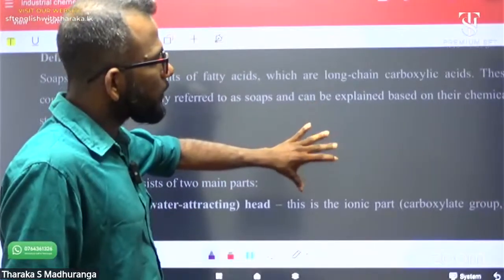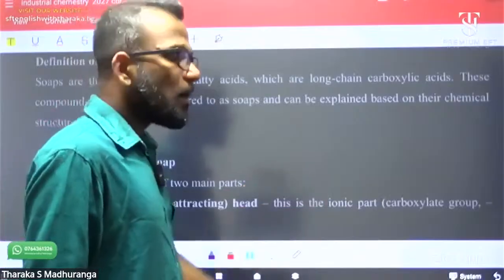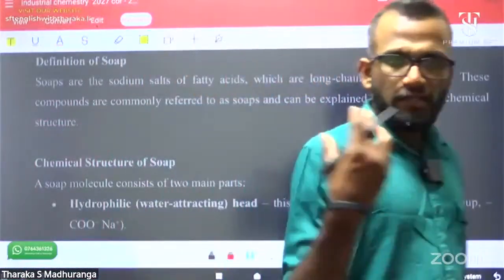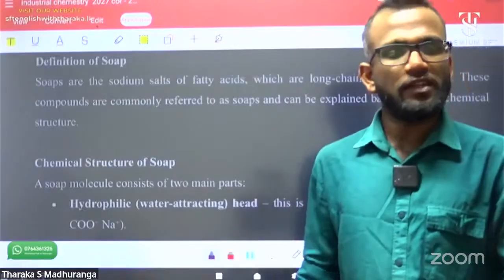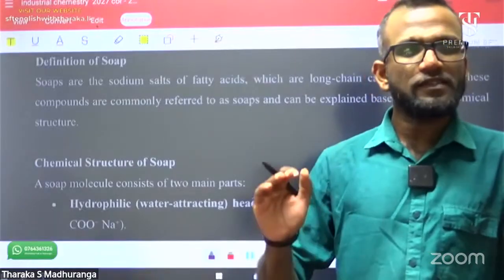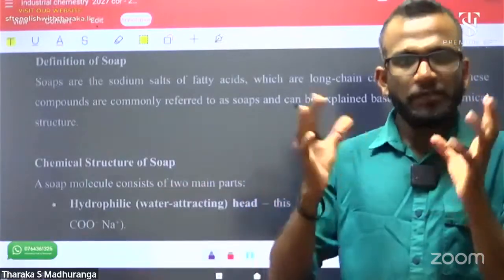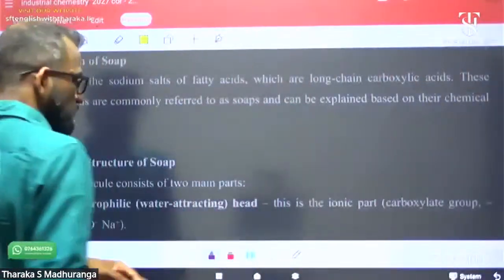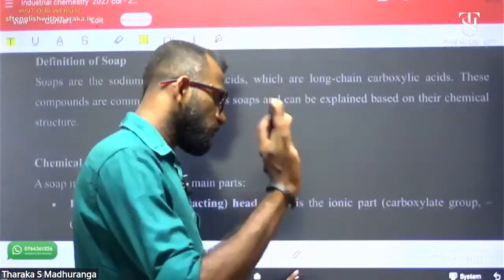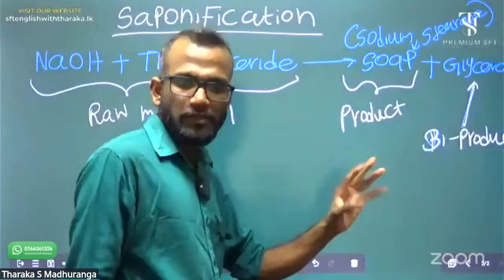Rather than memorizing these, understand these notes. The steps are very easy to understand. Now I'm explaining the steps as a flow chart. Please try to get the 100% full idea. Then soap production is done. No need to worry.